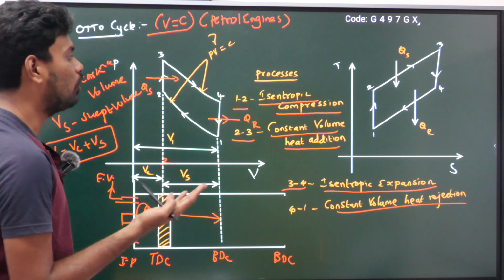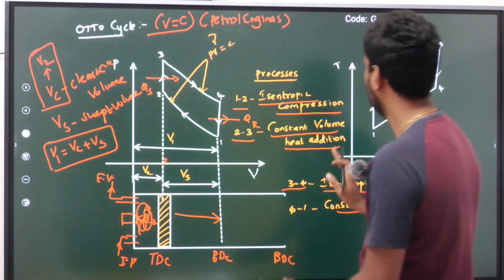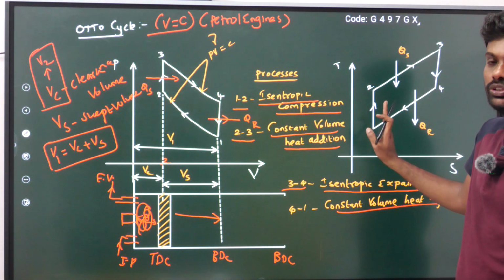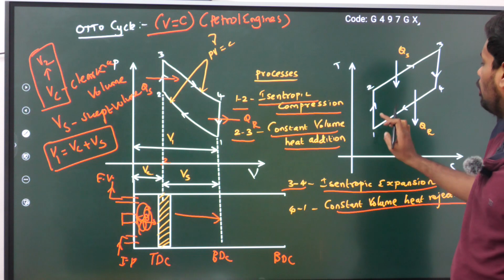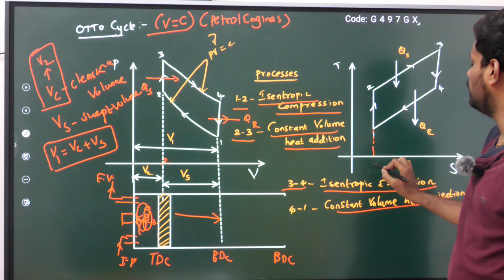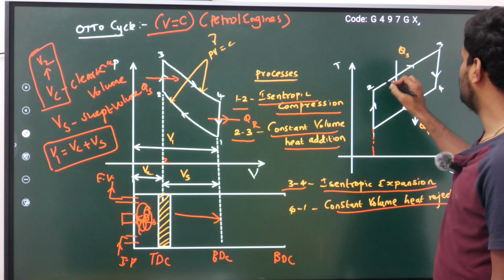Okay, so there are four processes like that. In the TS diagram also I will mention. This is the PV diagram of the Otto cycle. This is the TS diagram of the Otto cycle. Okay, and what is happening from 1 to 2? An isentropic process, as we have already studied in the entropy concept, where there is no change in the heat. Then S1 is equal to S2.